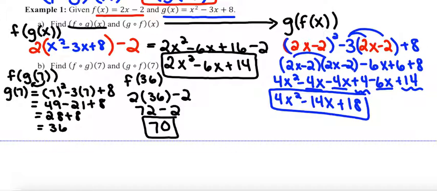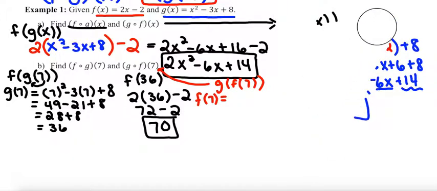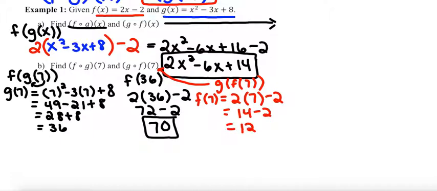All right, I'm going to try to squeeze this one in. Sorry, I'm running out of room. This one, g of f of 7. Repeating this process. Now I'm going to go f of 7 first. f of 7 is going to look like, and I'm just going to erase this since you guys have already seen that. Okay, f of 7, putting 7 into f. 2 times 7 minus 2, 14 minus 2, 12. So that's f of 7.